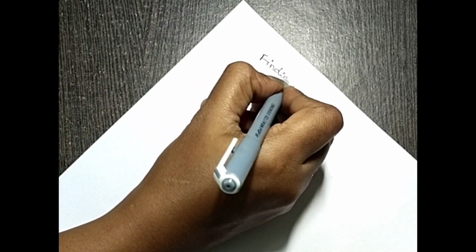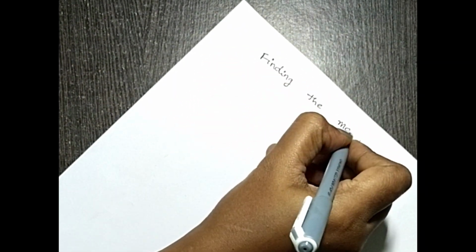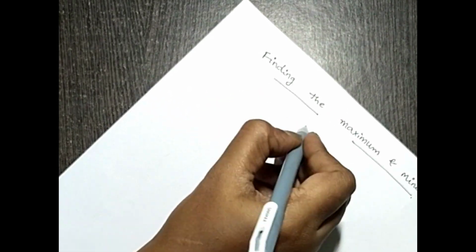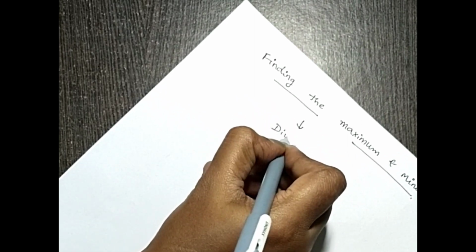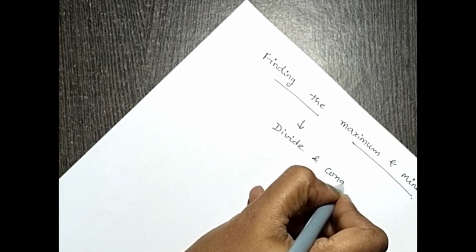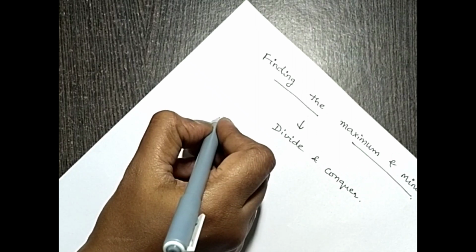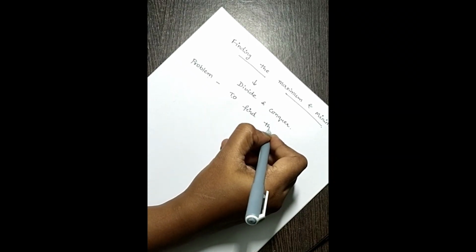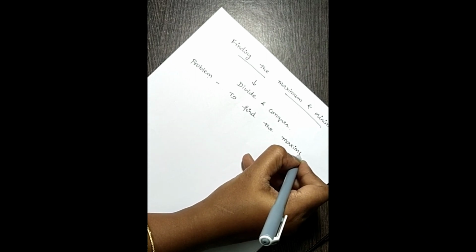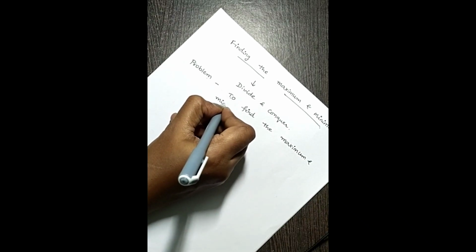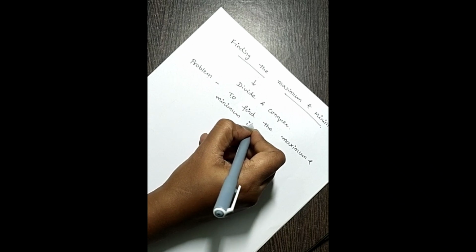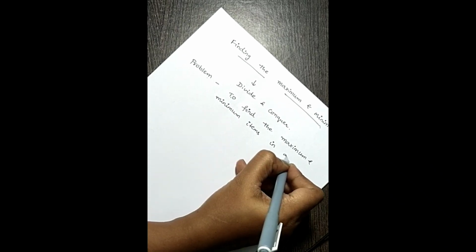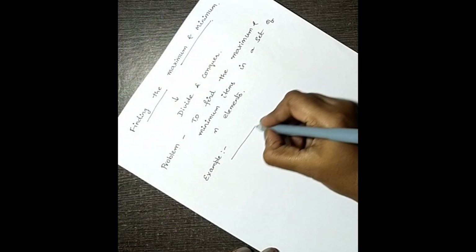So the next problem is finding the maximum and minimum. This also follows divide and conquer strategy. The problem is to find the maximum and minimum items in a set of n elements.